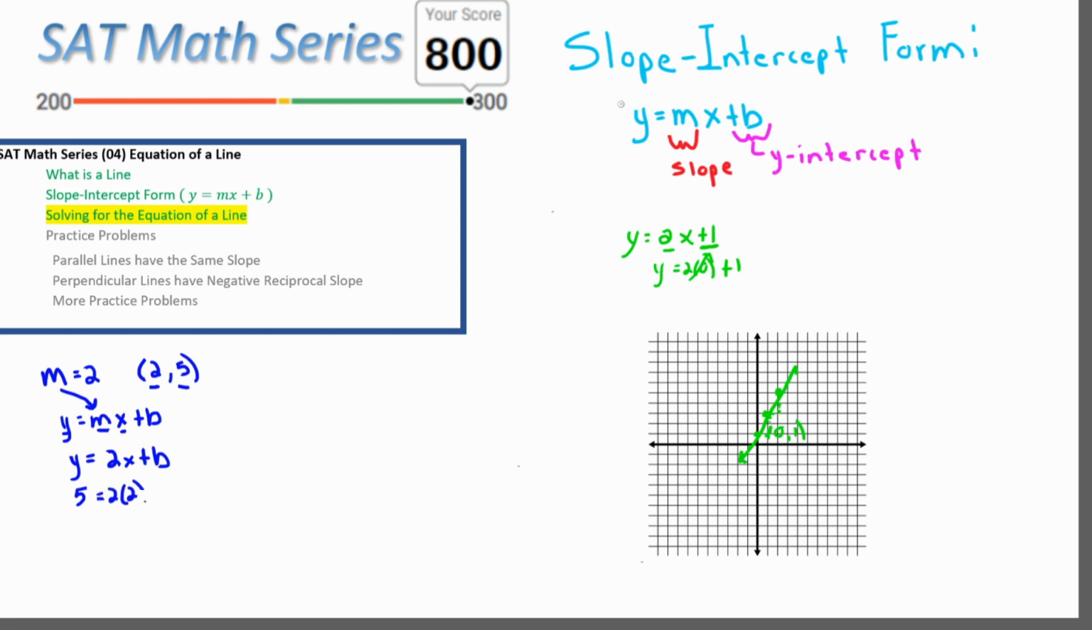And so you can see that given a point and the slope, you are able to find the y-intercept here. b is equal to 1. And we would have the equation of our line, y = 2x + 1.